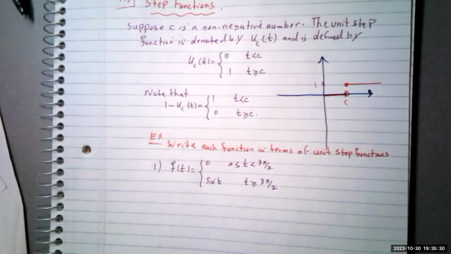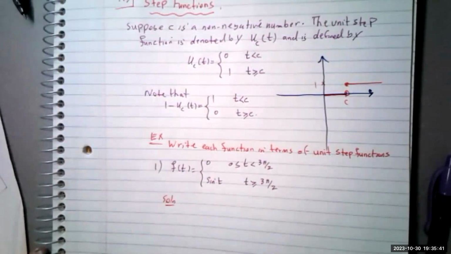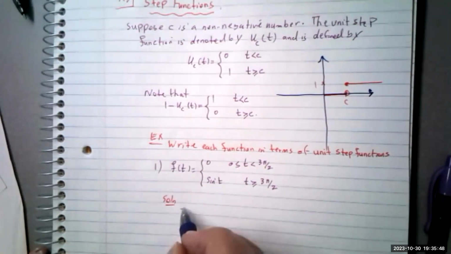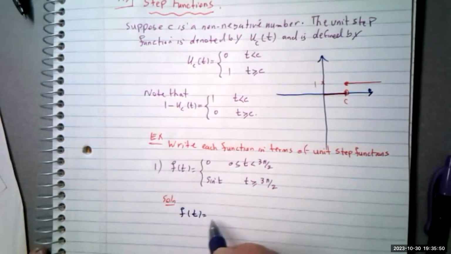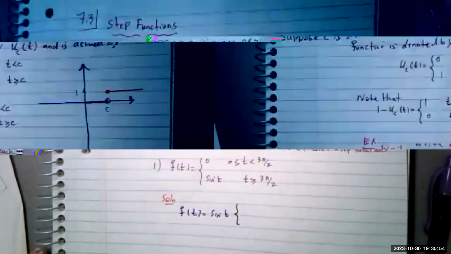What you can do is factor out the sine t, because the first part is equal to 0. You get this one? So the solution is going to be, you can rewrite it as, you see your f of t is going to be equal to sine t times this function.